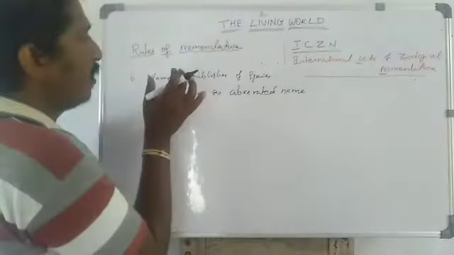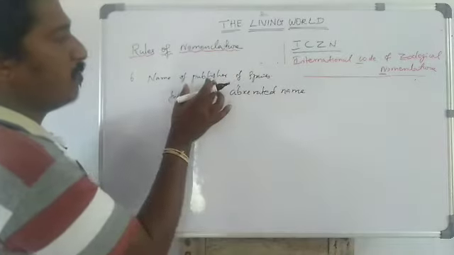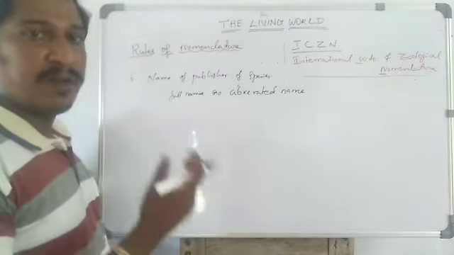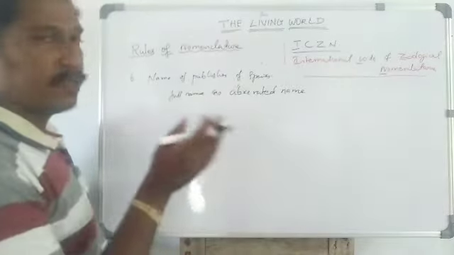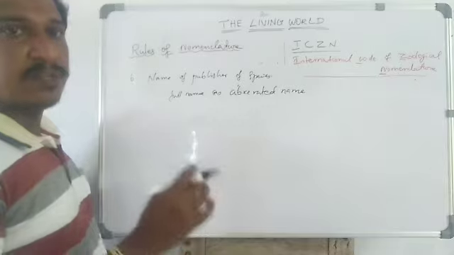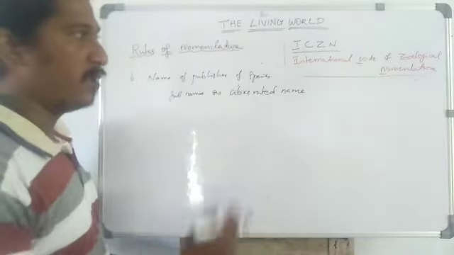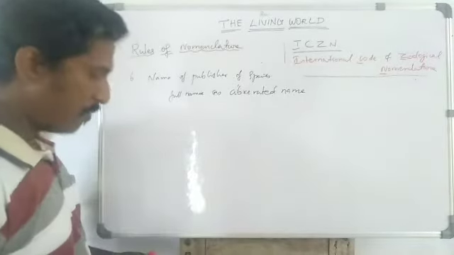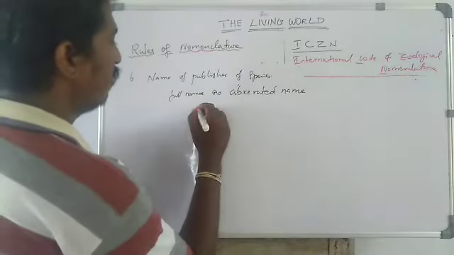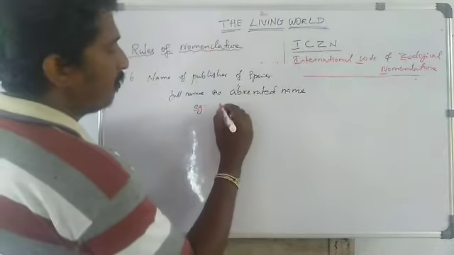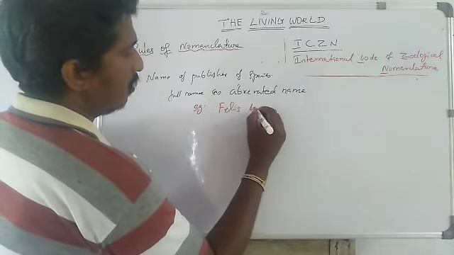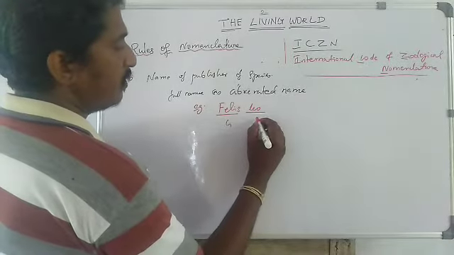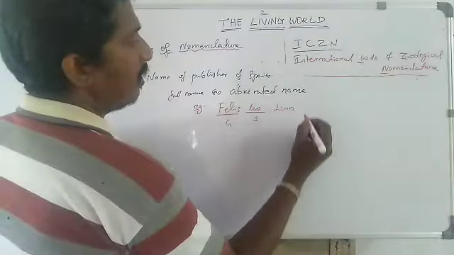So the full name or abbreviated name of whoever published the particular species name should be written right after the species name. After the species name ends, we write it. For example, Felis leo Linn. So this is the genus name, this is the species name, and Linn. is the publisher's abbreviated name.